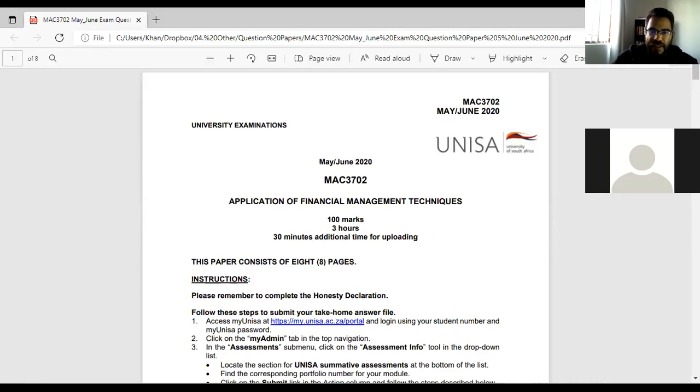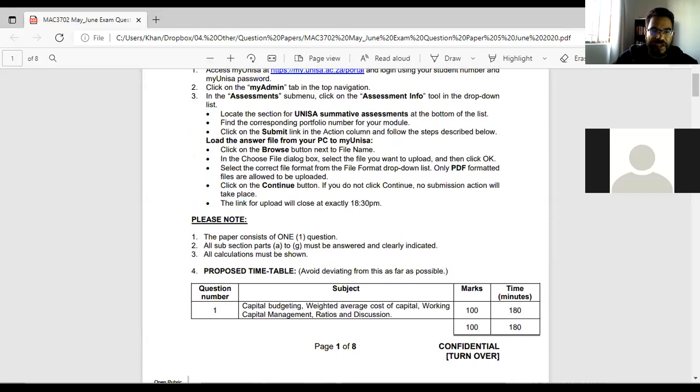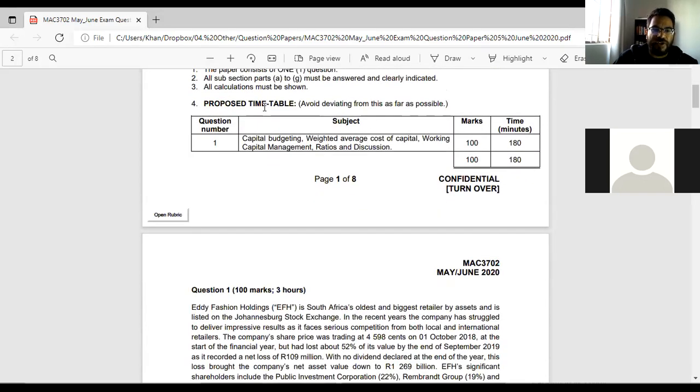So here you can see it's a 3-hour paper, 100 marks. You can read all of that. What you can see is one question, 100 marks, 180 minutes. So what you should know is that if it's 100 marks for 180 minutes, then every mark is 1.8 minutes. That is just a rough estimate, so you must gauge from there.